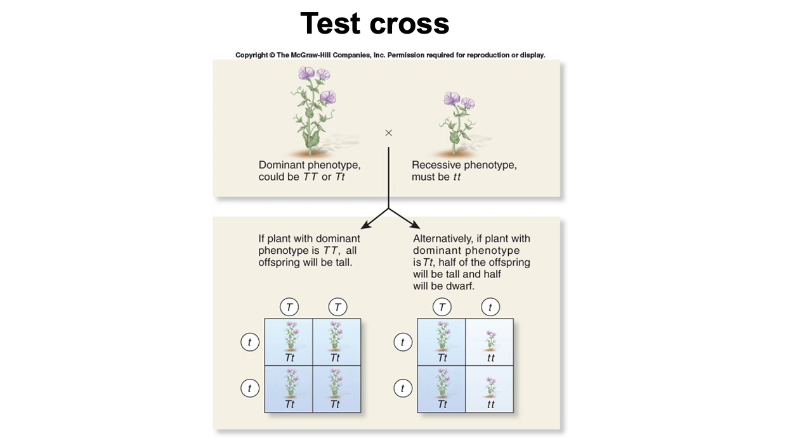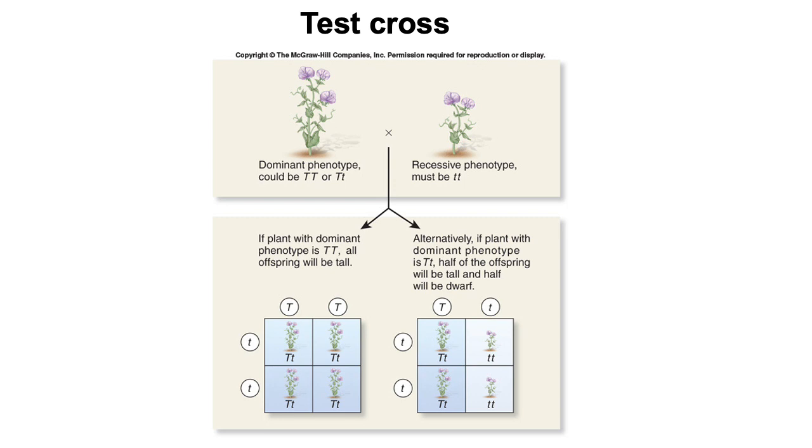A test cross always involves the organism that you have in question or the one you're studying, crossed by a recessive organism. Because we know the genotype of a plant with a recessive phenotype, right? I mean, we know that must be homozygous recessive. So if we cross a plant that shows the dominant phenotype to a dwarf plant in this case, we know that dwarf plant must be homozygous recessive.